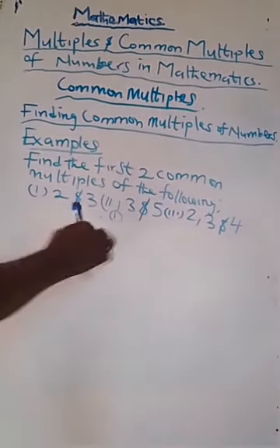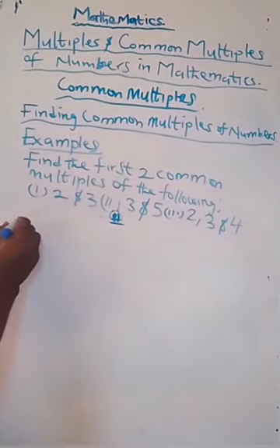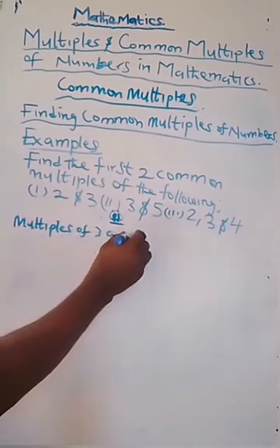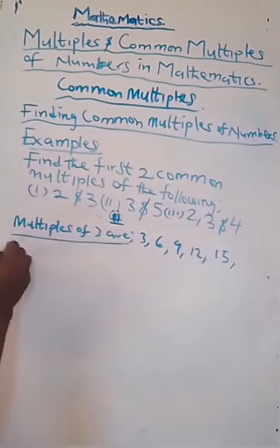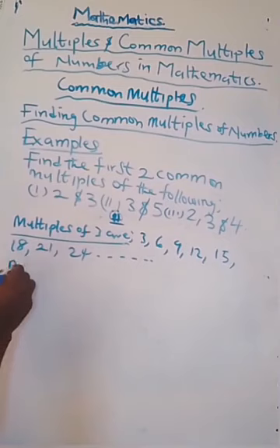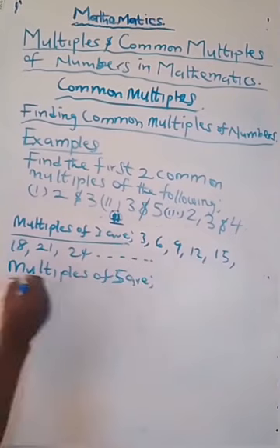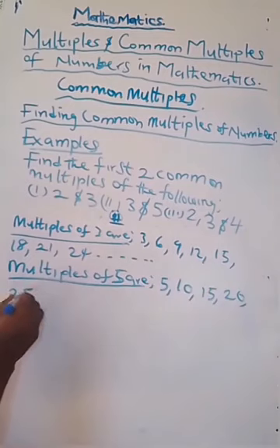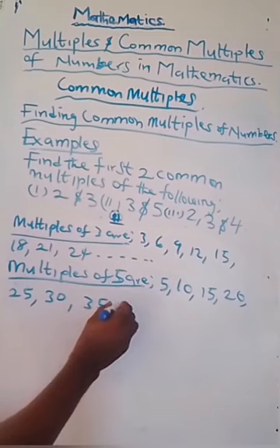Let us look at the second question. That is 2. The multiples of 3. Multiples of 3 are, like we did the other time, 3, another 3, 6, 9, 12, 15, 18, 21, 24, and so on. Multiples of 5 are 5, another 5, 10, 15, 20, 25, right? 30, 35, 40, 45, and so on.